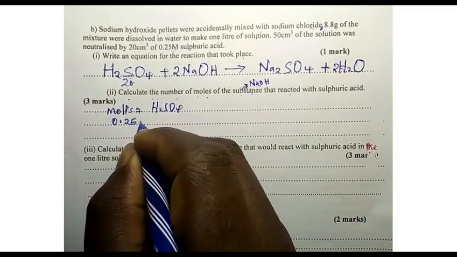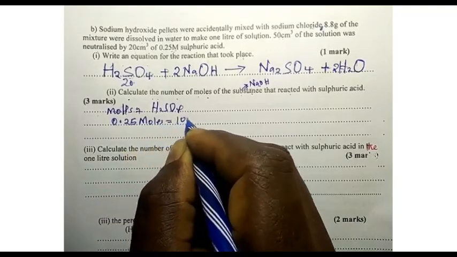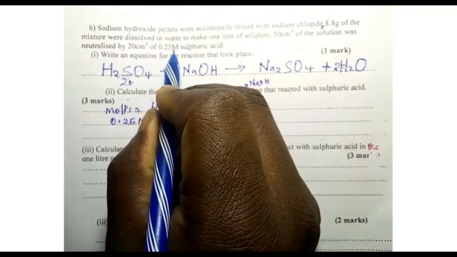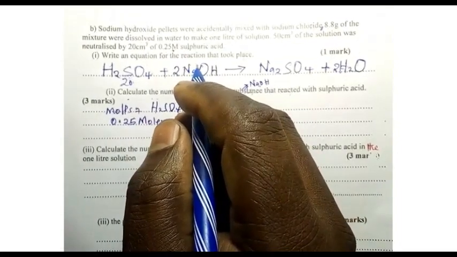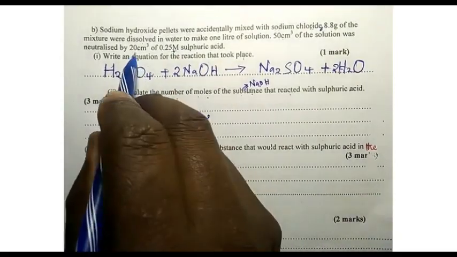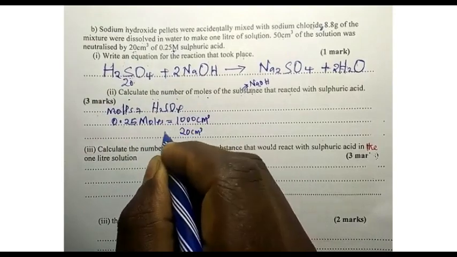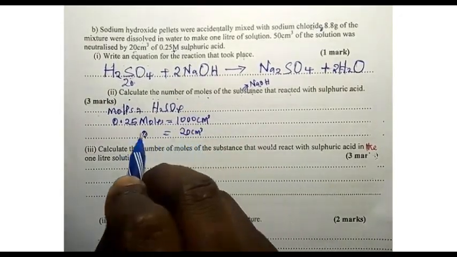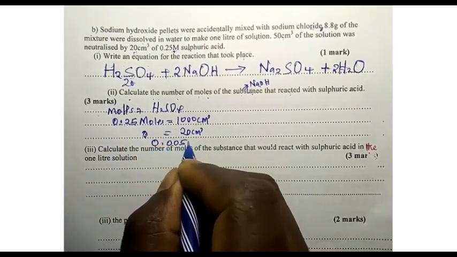We know that 0.25 M, capital M, stands for moles in 1,000 cm³, because this is molarity, and I have said that it is the number of moles in 1 liter. So 0.25 moles are in 1,000. What about 20 cm³, the one that was used? So 20 times this divided by this will give us 0.005 moles.